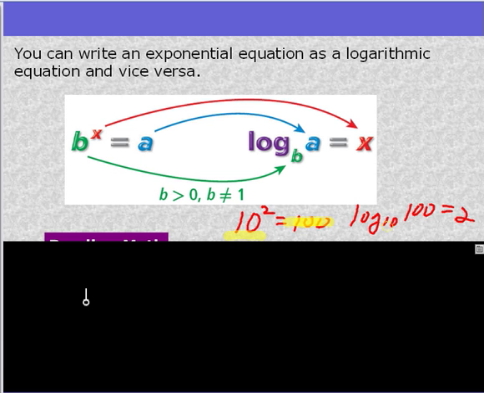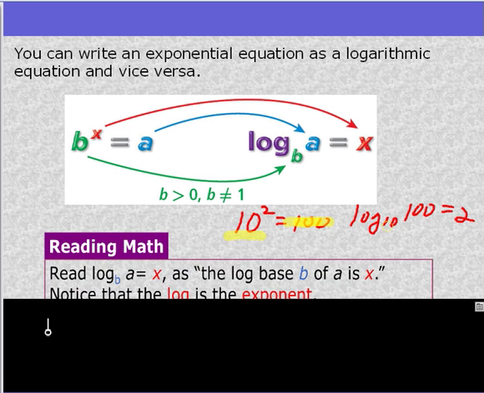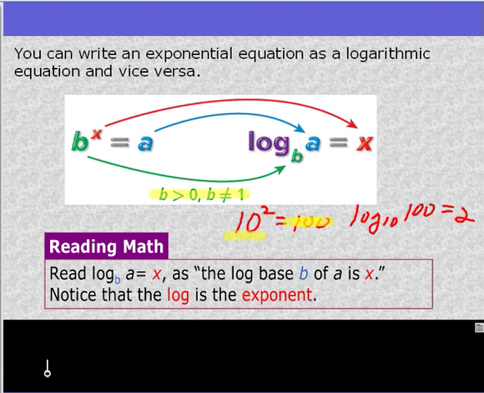It might be helpful if you have one example like that that helps you remember. Then you don't have to remember this particular graphic, though having this is going to be very helpful. Notice also b has to be greater than 0 and b is not equal to 1, which we learned when we talked about exponential functions. So it says read log base b of a equals x as the log to the base b, that's the way I've always learned it, of a is x. Log is the exponent. So as I said, when you use log, you're solving to find an exponent.